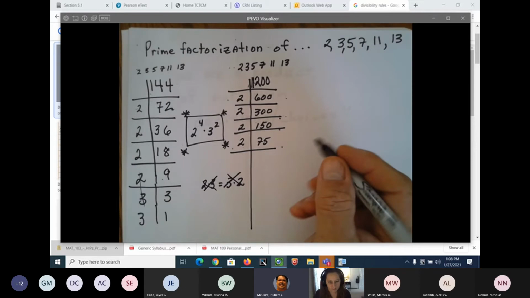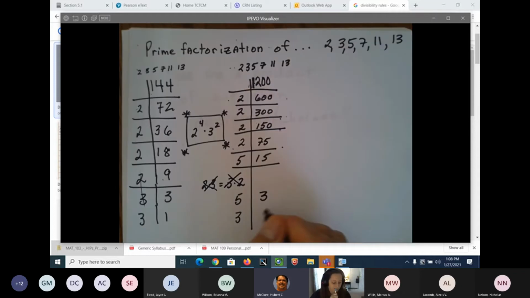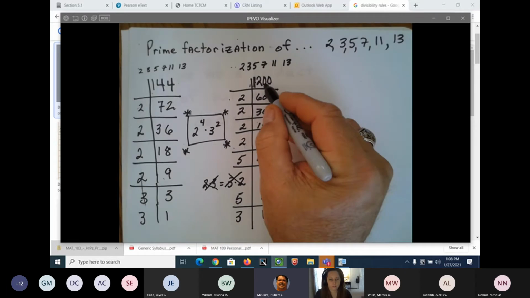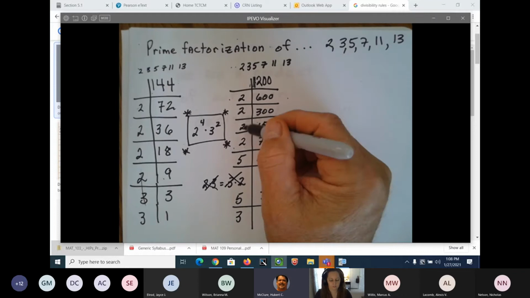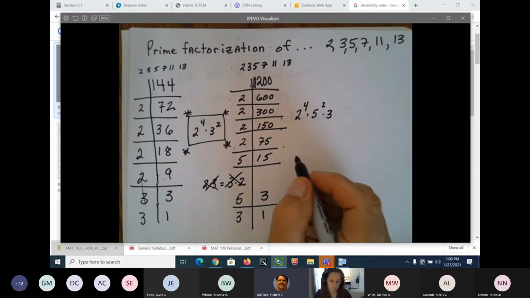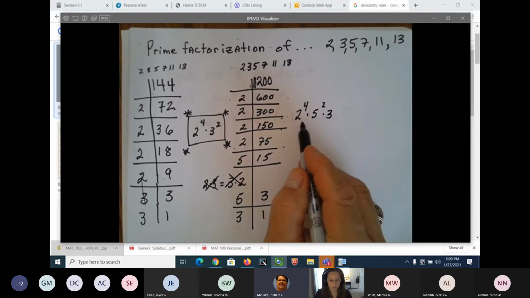Okay. All right, so now I'm going to switch to 5. 5 will go in there 1 time and 5 times. 5 will go into 15 3 times. 3 will go into 3 1 time. So my prime factorization of 1,200 is 2 to the 4th power times 5 to the 2nd power times 3. Now, for all you OCD people, you can turn that around and say 2 to the 4th times 3 times 5 to the 2nd.